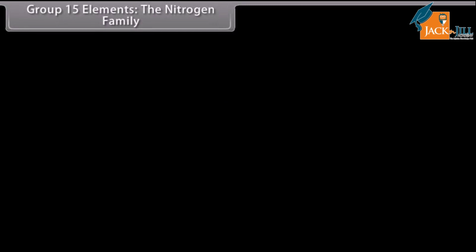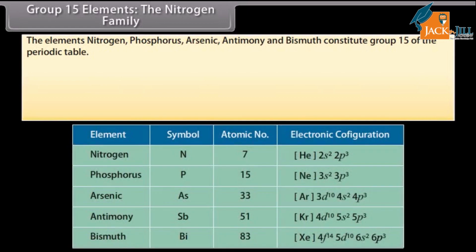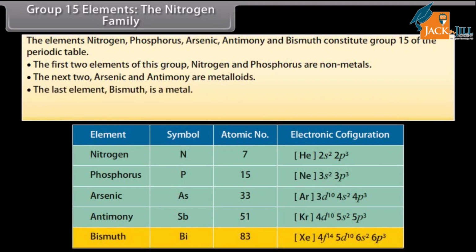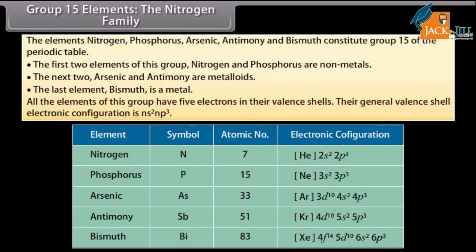Group 15 elements, the nitrogen family. The elements nitrogen, phosphorus, arsenic, antimony and bismuth constitute group 15 of the periodic table. The first two elements of this group, nitrogen and phosphorus, are non-metals. The next two, arsenic and antimony, are metalloids. The last element, bismuth, is a metal. All the elements of this group have 5 electrons in their valence shell. Their general valence shell electronic configuration is ns2 np3.